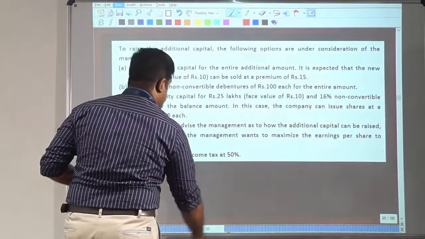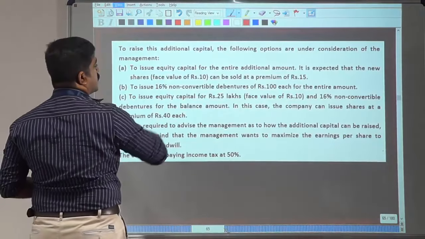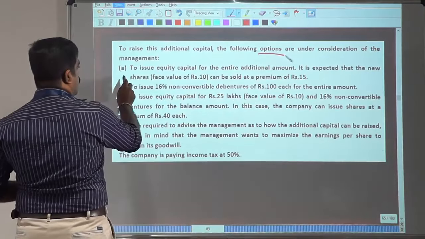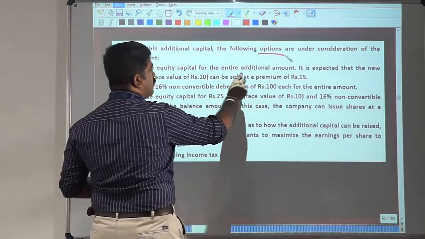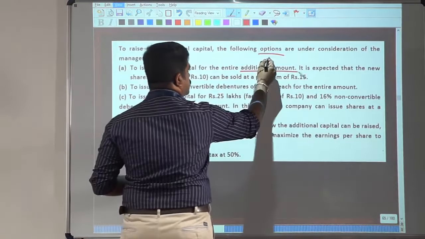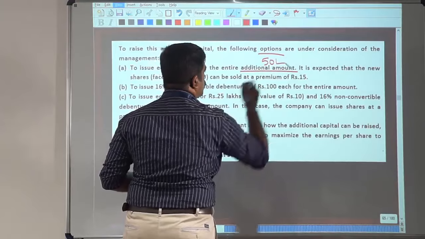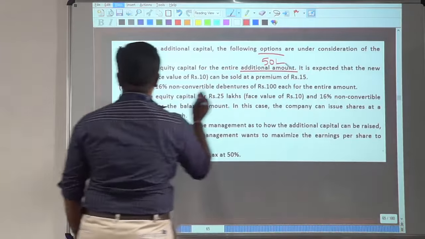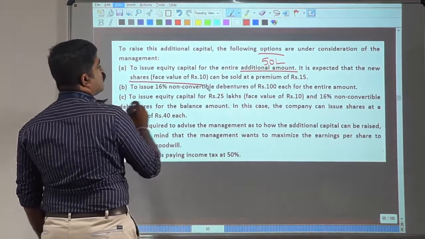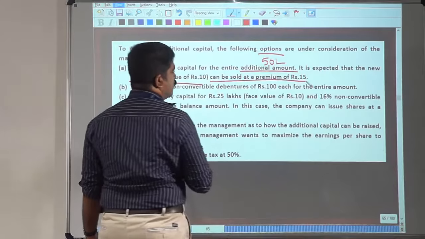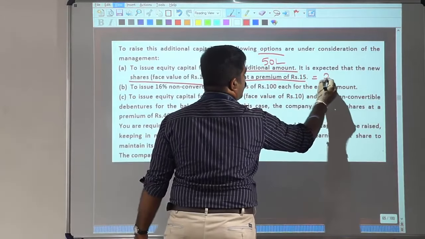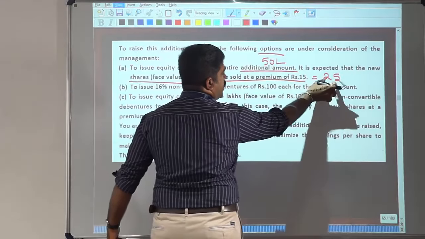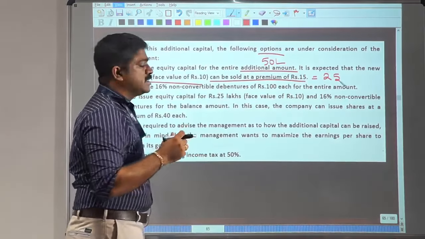Question continues. To raise this additional capital, the following options are under consideration. Number one, to issue equity share capital for the entire additional amount. What was the additional amount? 50 lakhs. So they are going to issue equity capital for the entire additional amount. It is expected that new shares of face value rupees 10 can be sold at a premium of 15. It means you will get 25 per share. And what is the capital required? 50 lakhs. 50 lakhs divided by 25 will tell you how many shares can be issued.